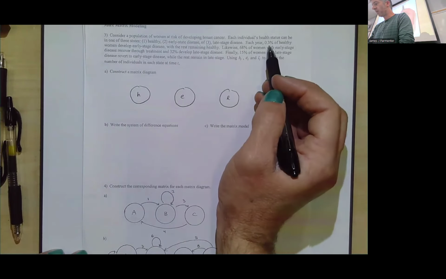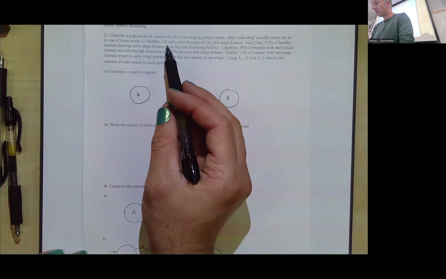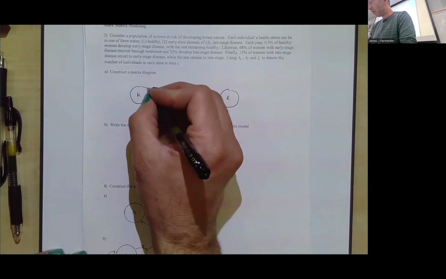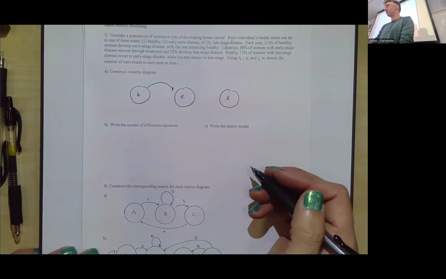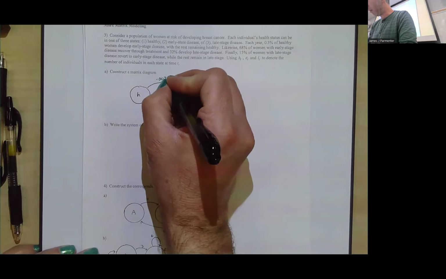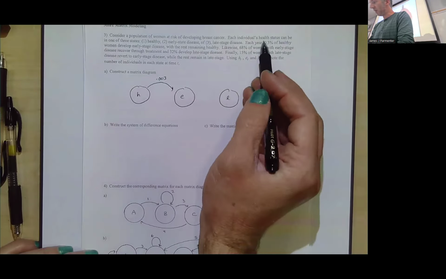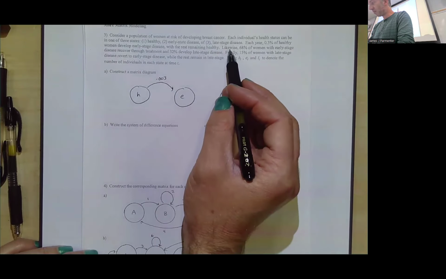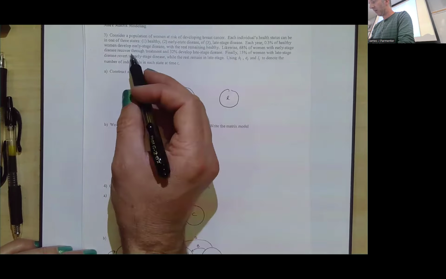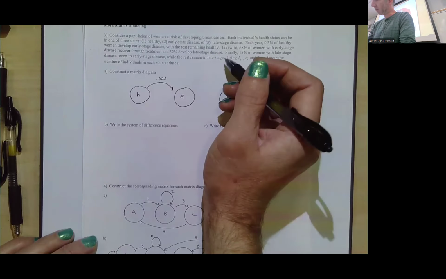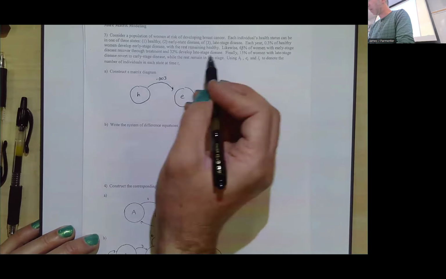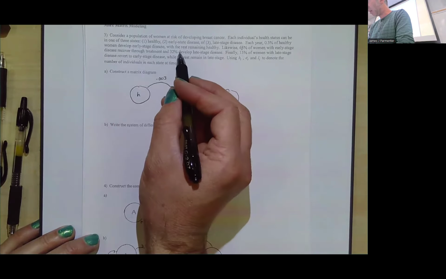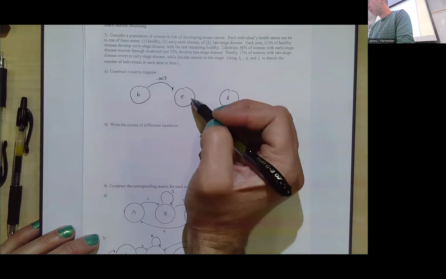Each year, 0.3% of healthy women develop early stage disease. So that means of the healthy women, 0.3% of them, so not the number 0.3, but 0.003, move from being healthy to being early. Similarly, 68% of women with early stage disease recover through treatment. Sorry, let's read that again. 68% of women with early stage disease recover through treatment. So we have 68% of the early stages going back to healthy.